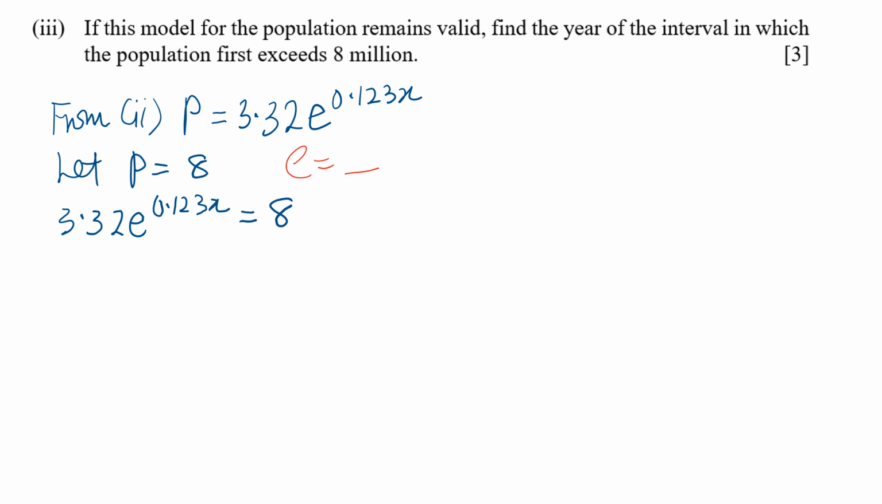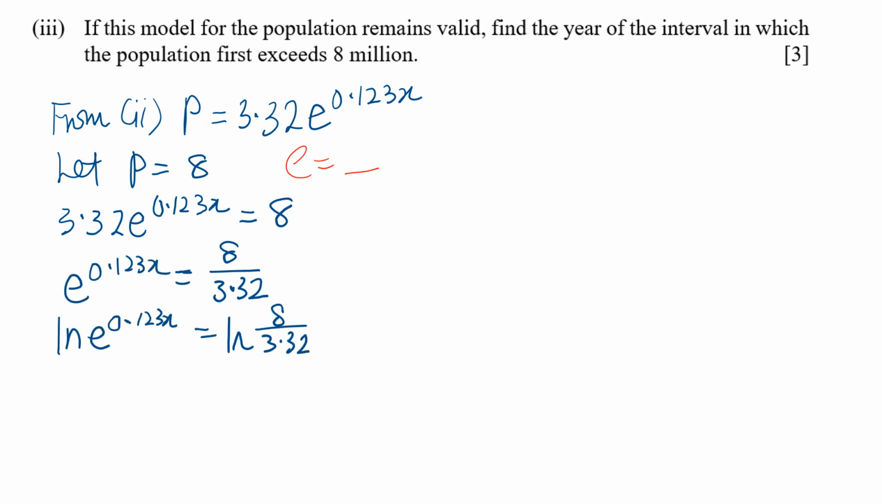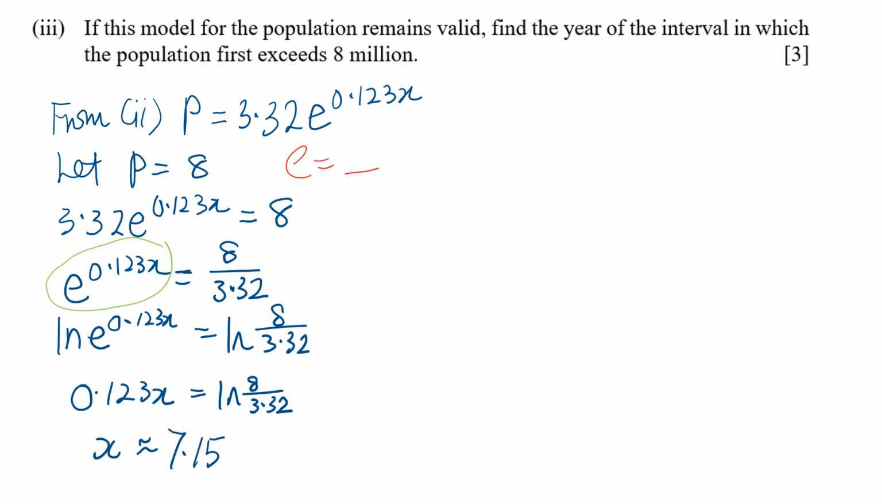So this step here is very important because a lot of students make mistakes here. You need to divide by 3.32 on both sides first, to have just e to the power of something only. Then you can ln it, and then you can apply the power law. Okay, ln e is equal to 1. And then you can calculate your x, which is 7.15. So 7.15 is still not even 8 million, right? So you should be substituting to verify.